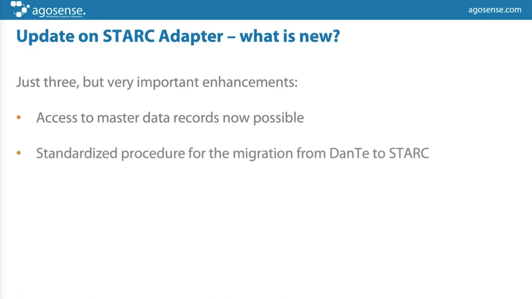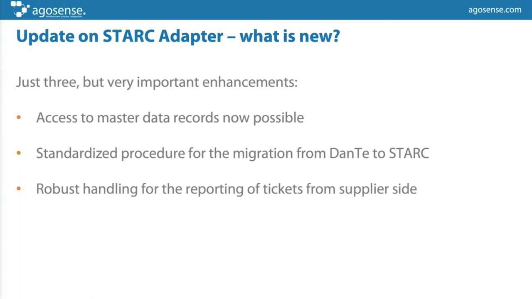Then there is now, again agreed with Daimler, a standardized procedure for migration from DanTe to STARC for already existing customers of agosense Symphony. And there was one use case where suppliers directly create tickets, and not from the Daimler side in the first place. There are also some very good improvements in terms of robustness and handling for these kinds of tickets.